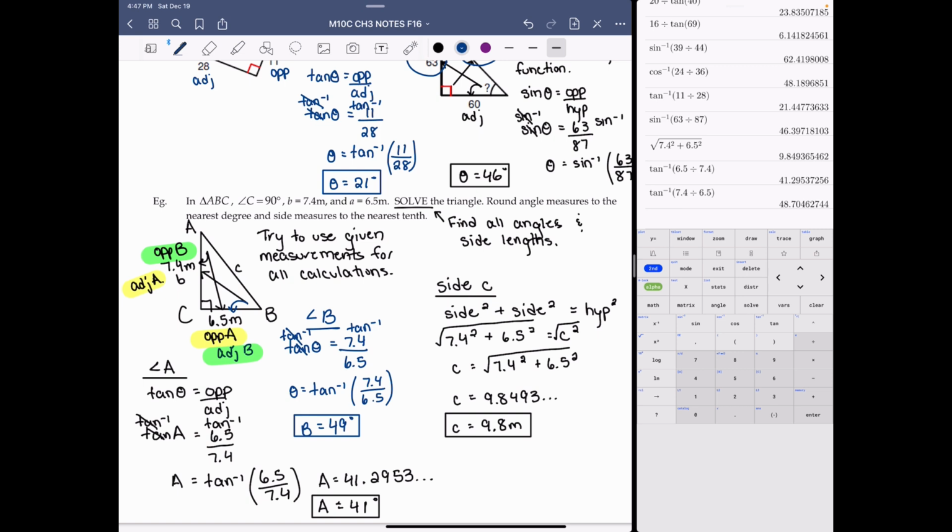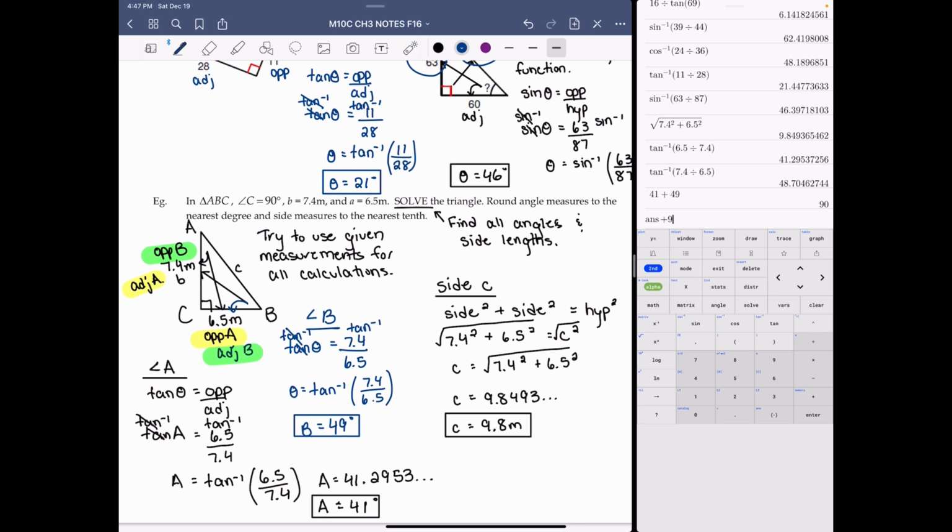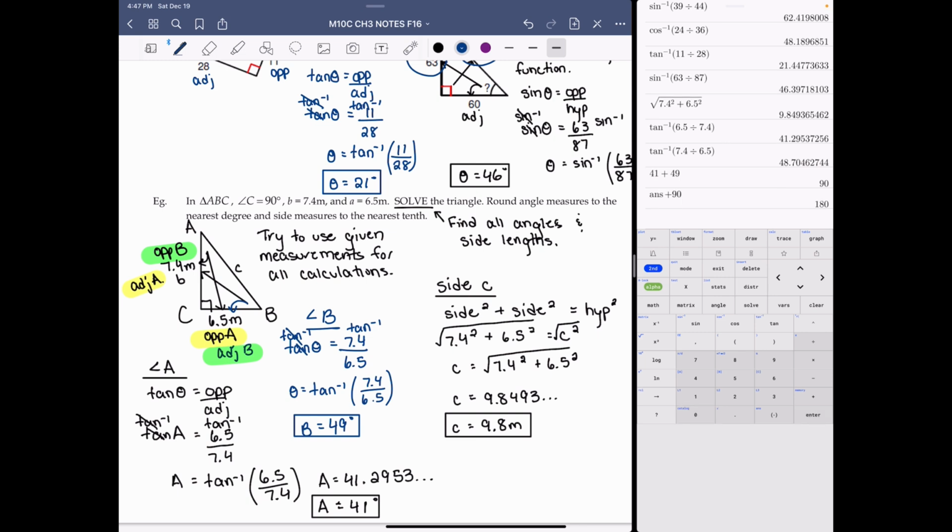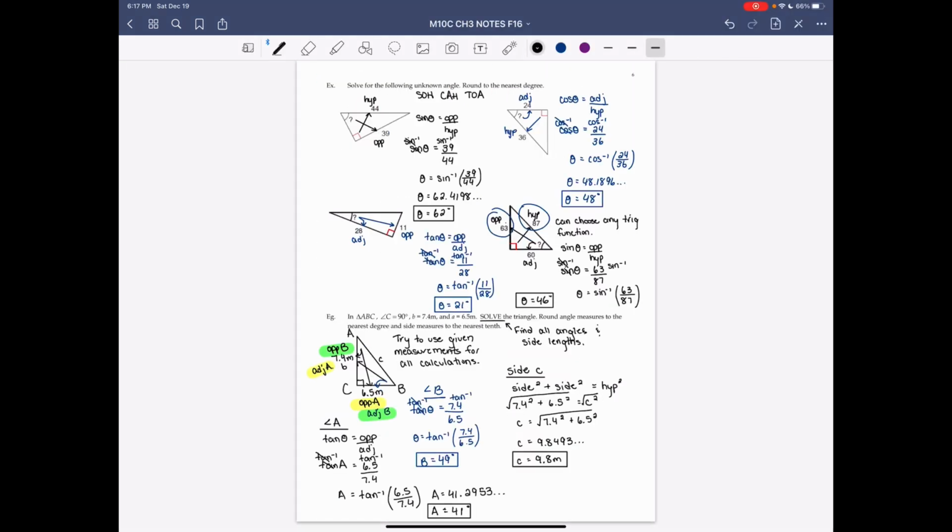You can double check. 41 plus 49 equals 90, plus another 90 for angle C is 180 degrees. And that's true of any triangle. The three angles will add to 180 degrees. So we've calculated the two missing angles and the one missing side, so we have solved this triangle. That brings us to the end of Chapter 3, Lesson 2.